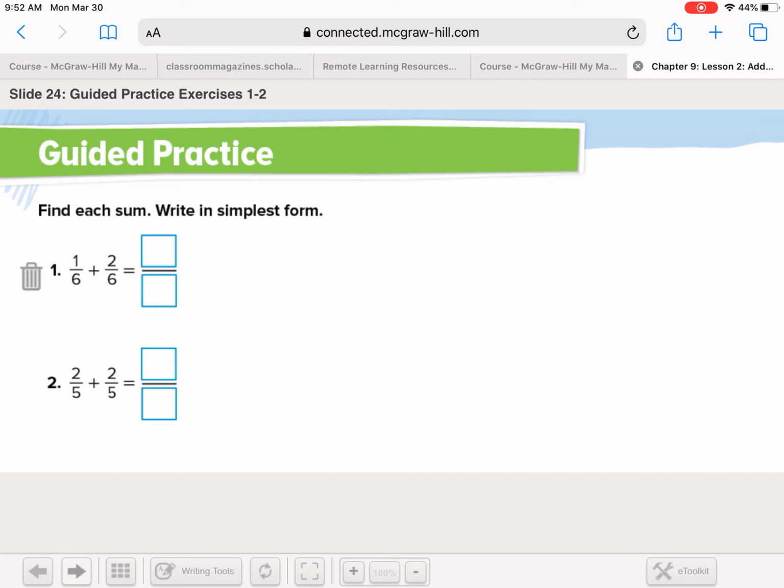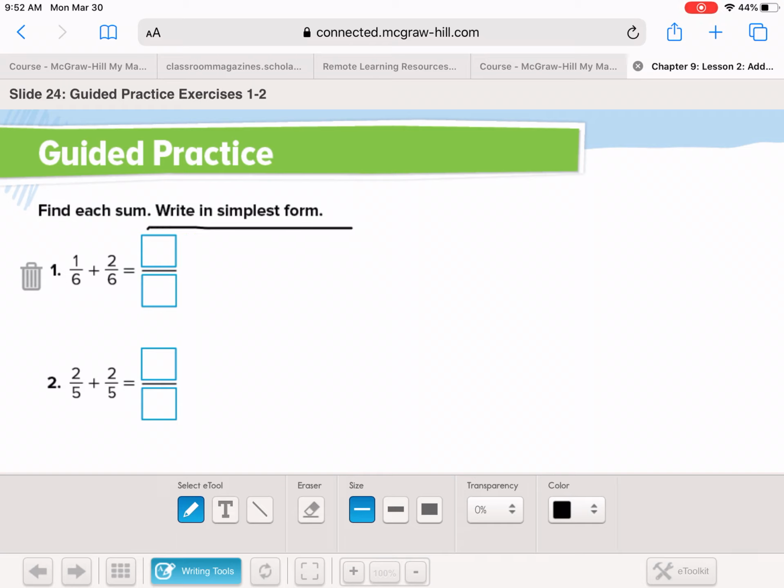Okay, let's do our guided practice. Now, notice what they put in here. Write in simplest form. You have to write it in simplest form. You can't just leave it. Which, I will be honest, back in the old math books, the kids were allowed to just leave it and not write it in simplest form. Back in the old days when the dinosaurs roamed and I went to school, I always had to write my fractions in simplest form.